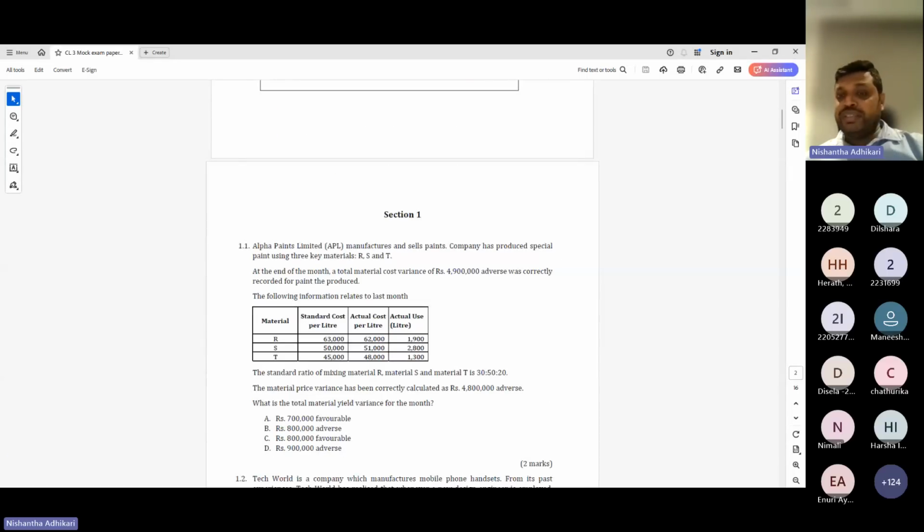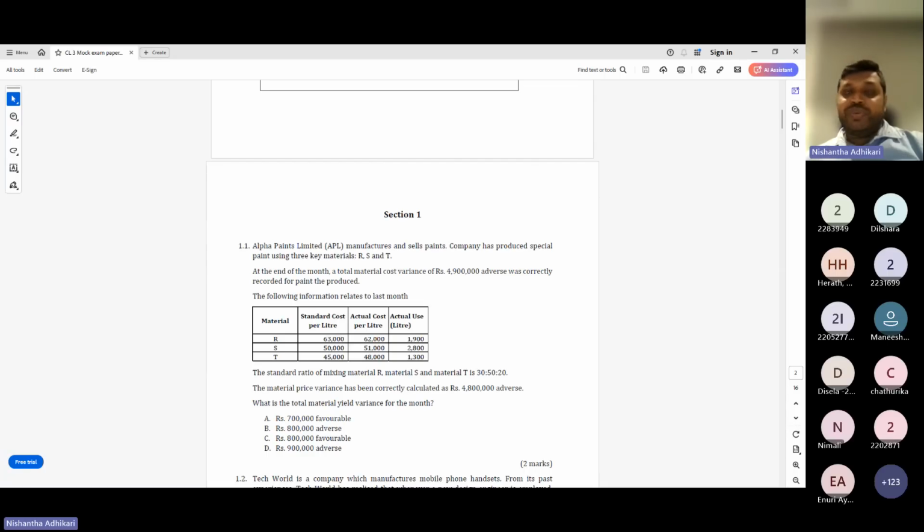Right, section 1, this is the section which you will receive, 20 marks. Guys, please mute your mic once you have joined the class, then it won't disrupt anyone else. Please mute your mic, guys.